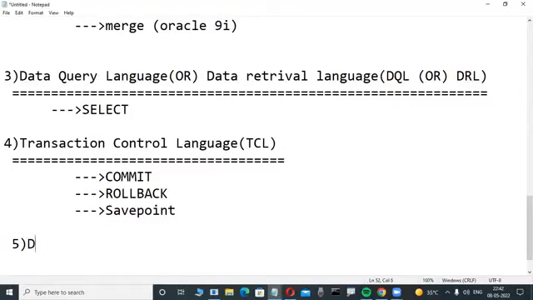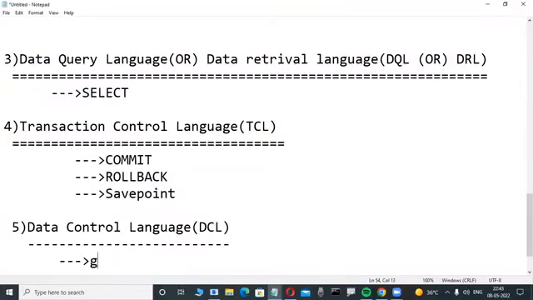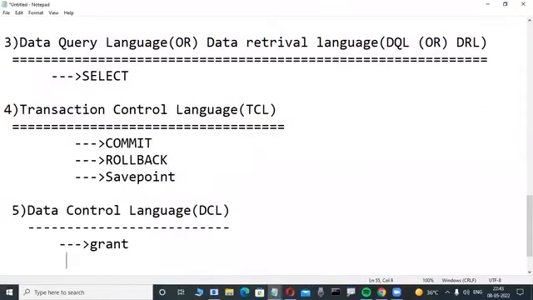Data Control Language. This is also called DCL. Under DCL, what commands are there? Grant means giving permission. Another one is revoke, which cancels. If you don't have an idea about these commands, then operating a relational database is impossible to understand. Impossible.